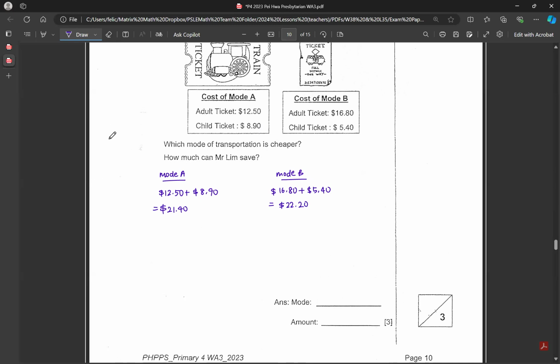Of course we can see that mode A is cheaper. And it asks you how much can you save? When it says save, it means you want the difference between the two modes. That's the amount of savings compared to the other one. So take the difference. This will be an 80 cents difference.